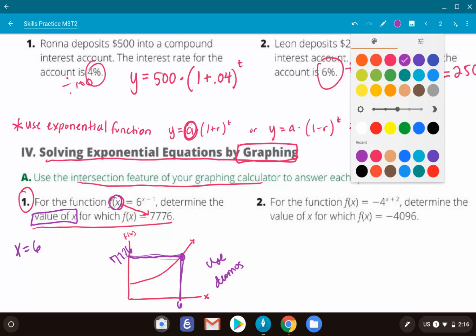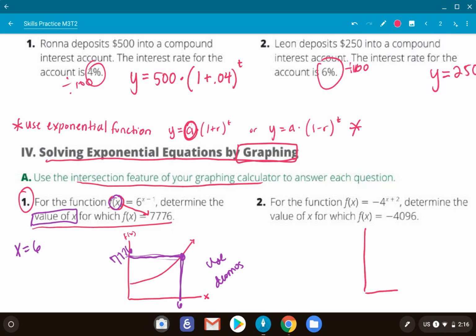And then let's look at our second one. We've got this function, f of x equals -4 to the x plus 2 power. And we're supposed to determine when f of x is going to be negative. So it's actually going to go down this way, negative. So when f of x is -4,096, it's probably going to look like this. It's going to be decreasing, and you're trying to determine the x value.